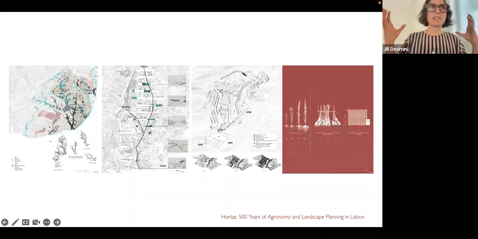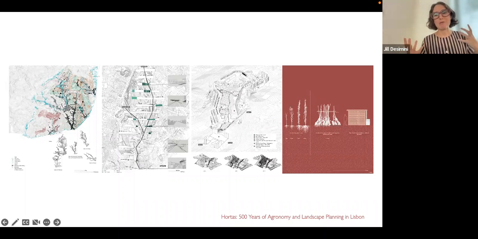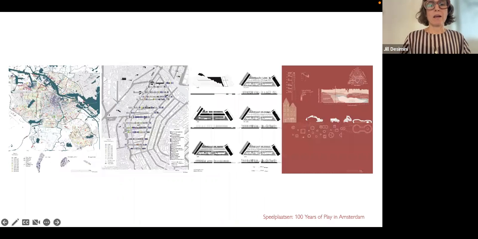And so this chapter is all about the relationship of agronomy to Lisbon over hundreds of years, I guess 500 years of thinking about the city's relationship to agronomy and landscape planning. In Amsterdam, the interstices and canals provide the armature. They're set in dialogue with housing expansion and playgrounds.